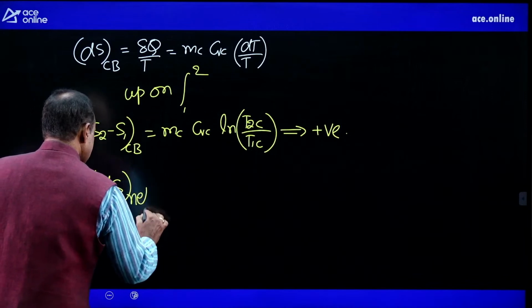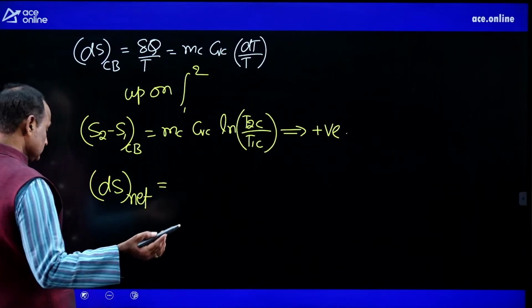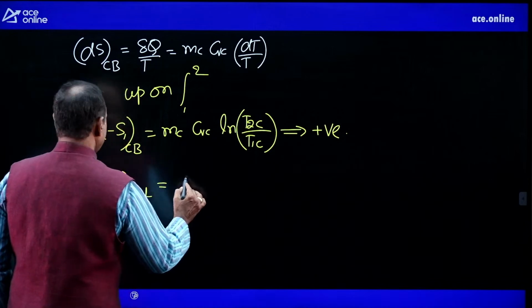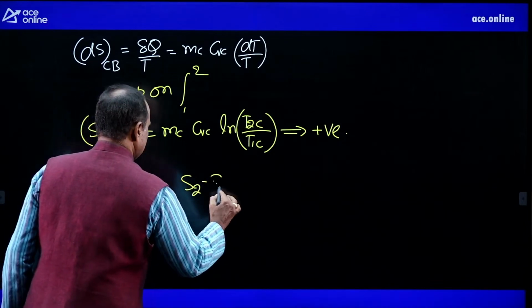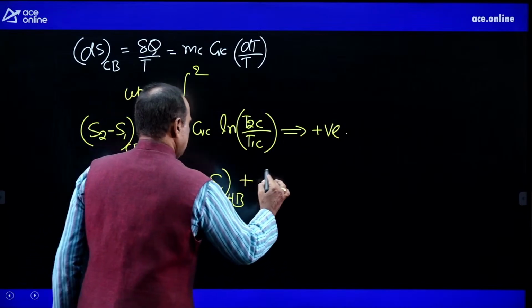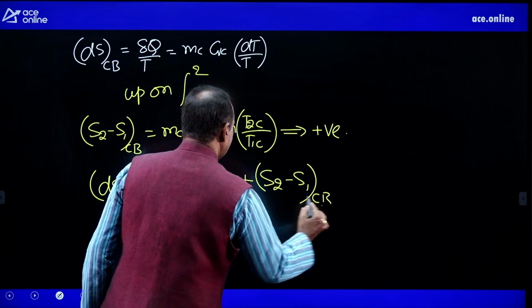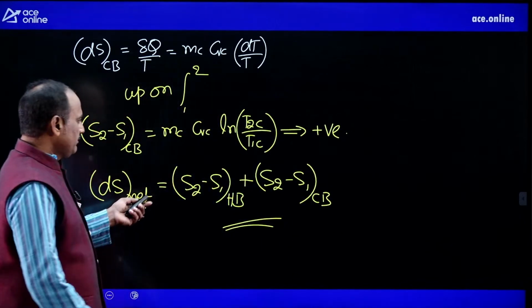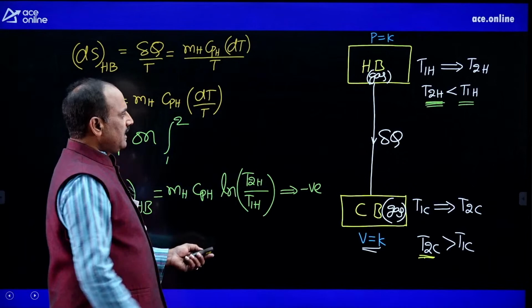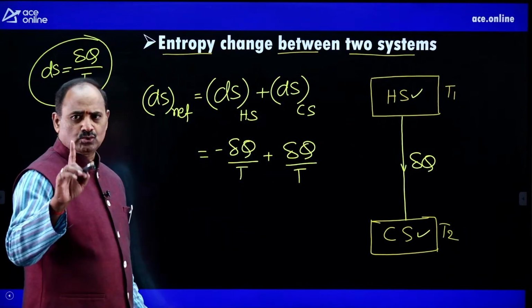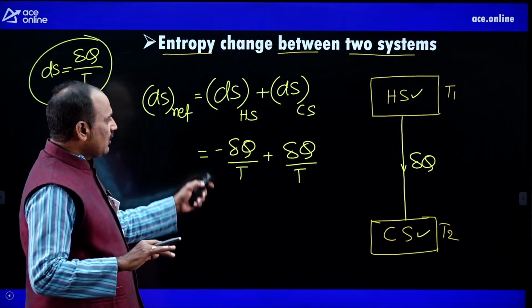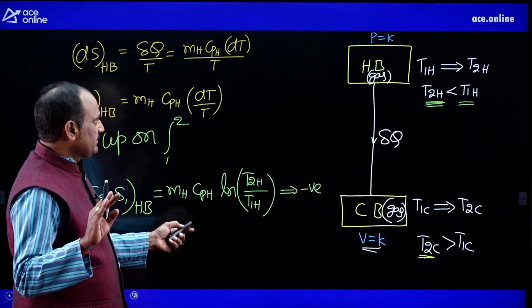Then what is the net change in entropy? Net change in entropy is also called universe change in entropy, equal to change in entropy S2 minus S1 with respect to the hot body plus S2 minus S1 with respect to the cold body. That is how you can decide entropy change between the two bodies and entropy change between the two sources. Okay, I hope all of you clearly understood.